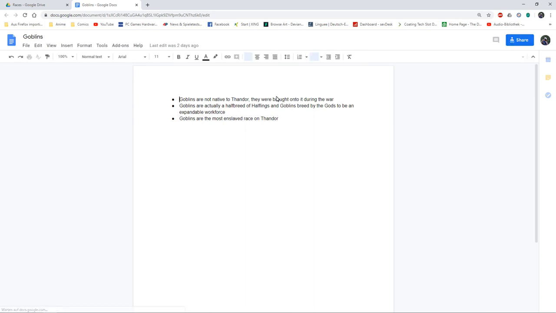And I've got my goblins, not a lot of text yet, but I'm pretty happy with the idea and will go ahead with this. The goblins are not native to Thundor either, and they're actually a half-breed of halflings and goblins, bred by the gods to have an expendable workforce. And that leads to goblins being the most enslaved race on Thundor, but probably the most mechanically inclined race.